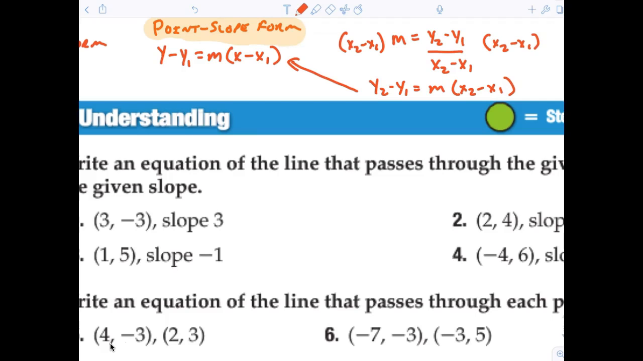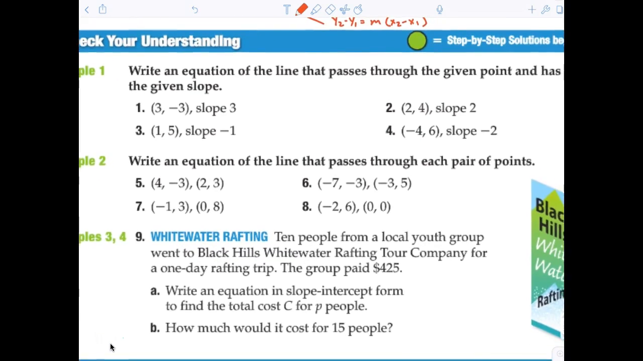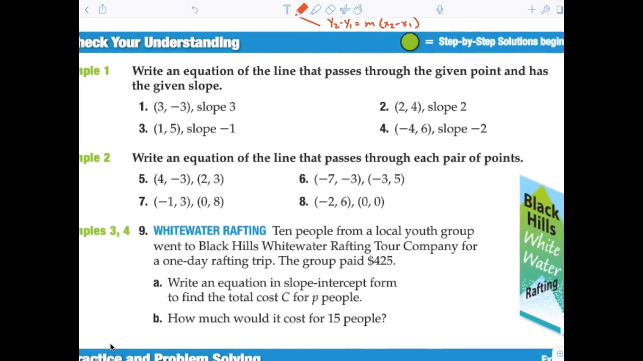Again, very important that you watch me do these. You see, it's just a simple little algorithm. You do the same thing over and over and over, and you get the hang of it. So let's take a look at number 1. The directions say: write an equation of a line that passes through the given point and has the given slope.